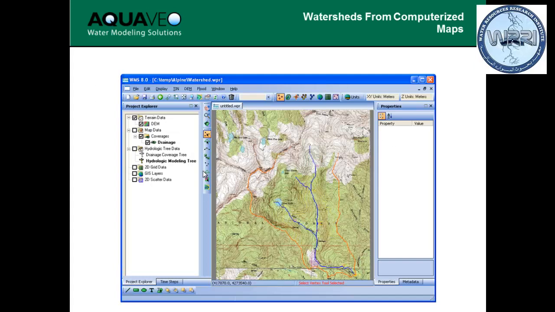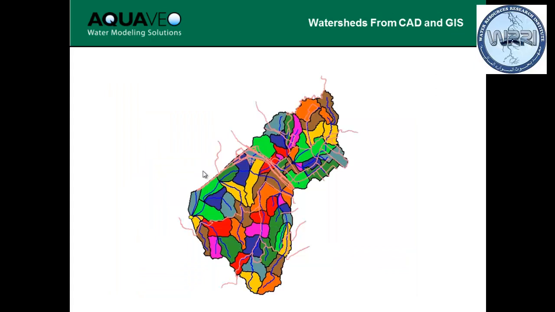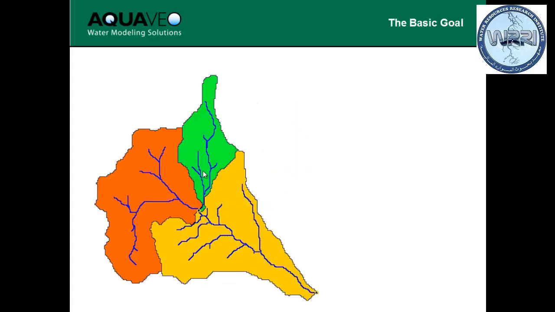And so you've seen how WMS can compute a watershed delineation, and this is an example of a map that you can create in WMS. Also, if you have CAD data, you can bring your CAD data into WMS and look at your watersheds in there and run a hydrologic model from your CAD data. The purpose of WMS is to convert GIS data into a hydrologic model.